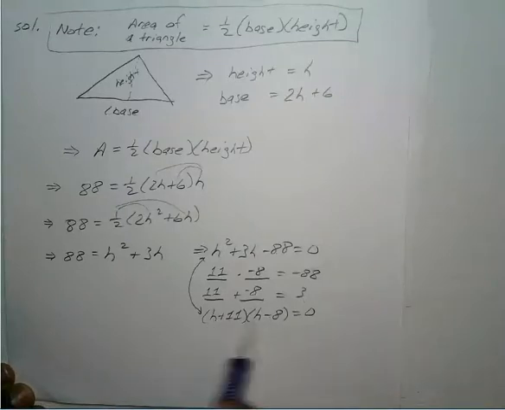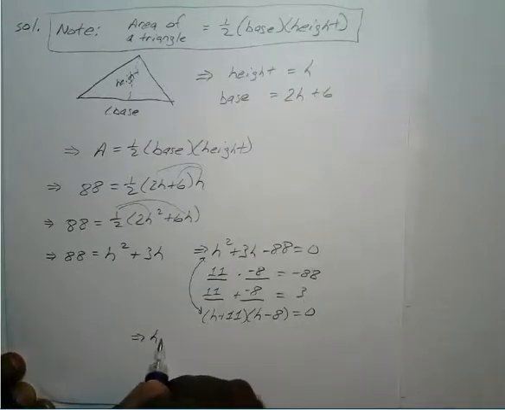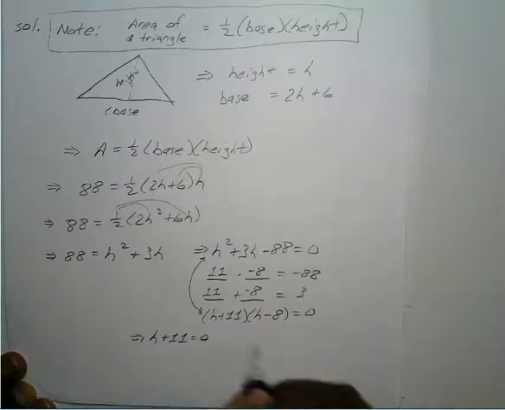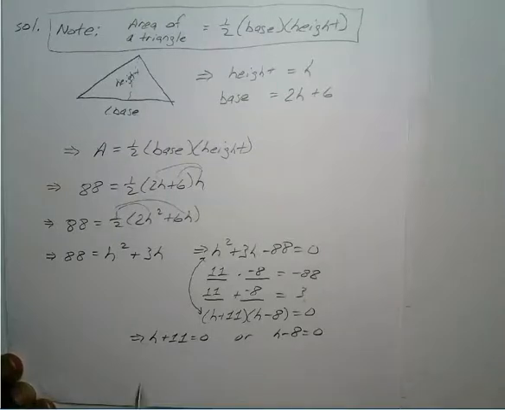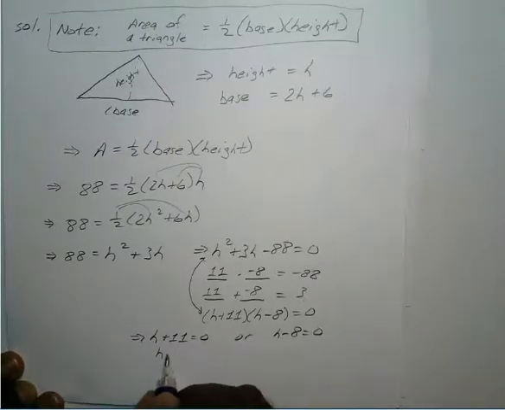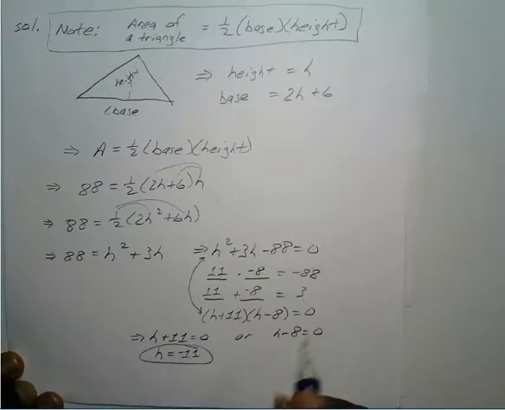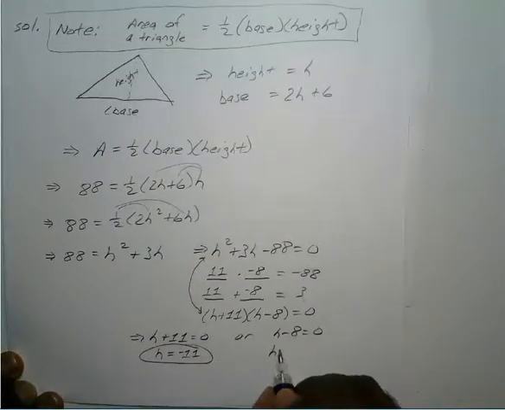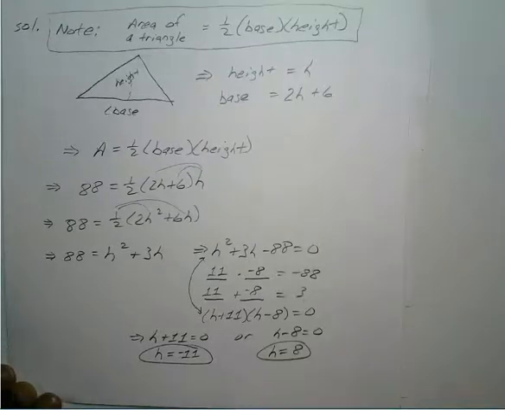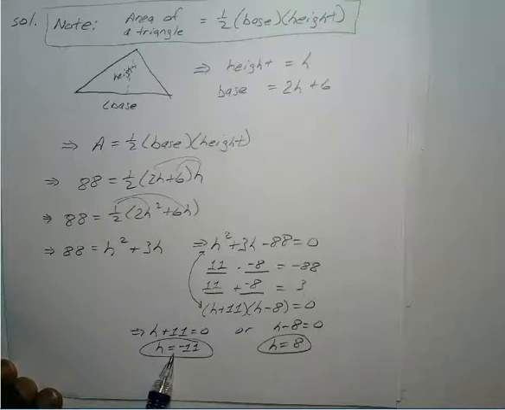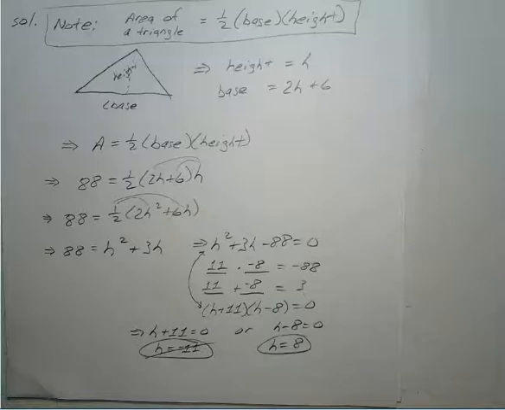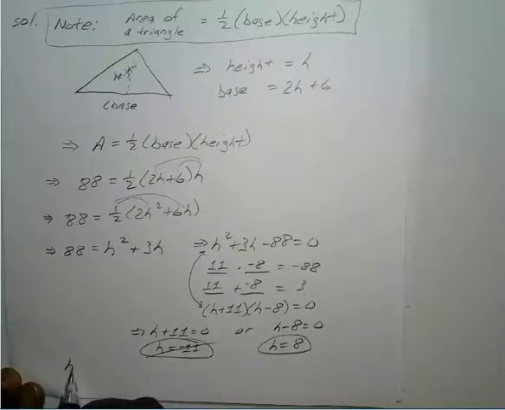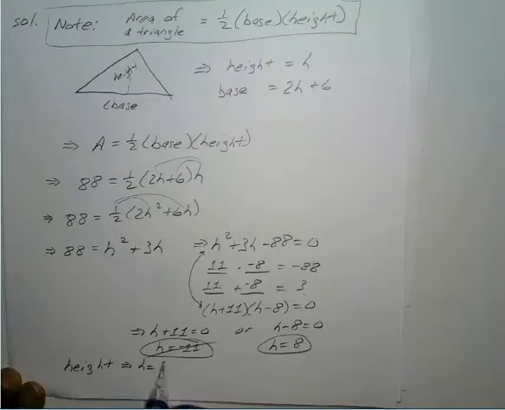Okay, so again, we just set both of those to 0, so that gives us h plus 11 equals 0, or h minus 8 equals 0. If we subtract 11 from both sides, we get h equals negative 11. We add 8 to both sides here, we get h equals positive 8. Now we can see here already that your height cannot be negative. So if we plug in h equals negative 11, that's automatically out. Okay, so we know our height is h equals 8.